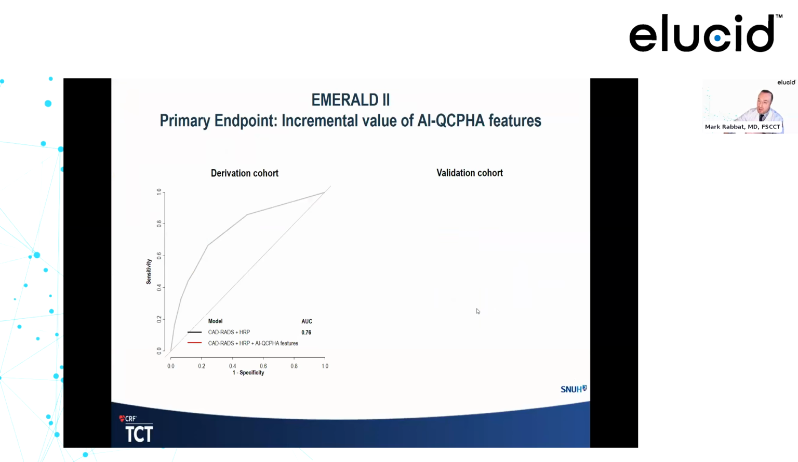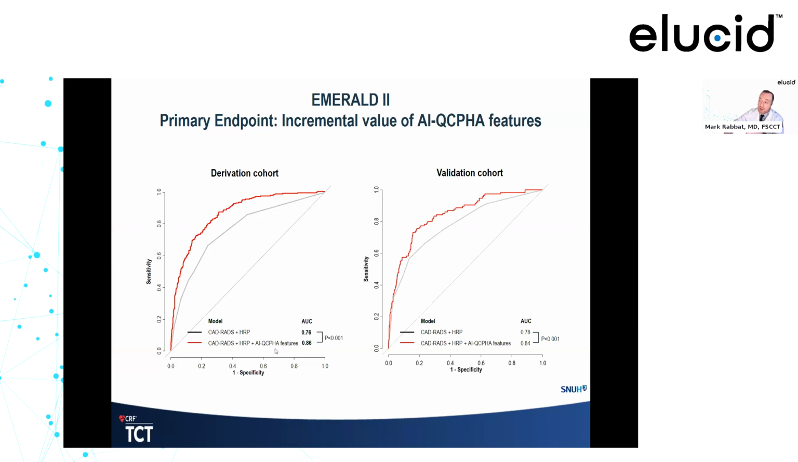And you can see that there was incremental value of the AI-enabled quantitative coronary plaque and hemodynamic feature analysis in predicting downstream acute coronary syndromes compared to CAD-RADS and high-risk plaque alone. So the AUC was significantly better than the derivation cohort when incorporating these plaque and hemodynamic features. And in the validation cohort, the signal remained. So there was incremental improvement in the area under the curve after incorporating these quantitative coronary plaque and hemodynamic analyses features compared to traditional CCTA analyses.